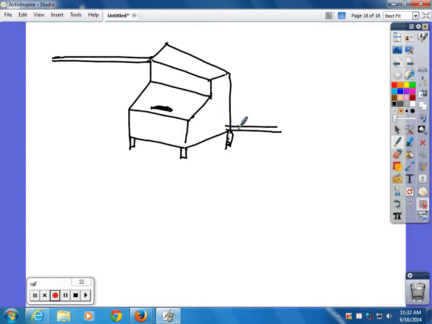Now, what goes into this thing? Water. And what comes out of it? Ice. If it's working, ice. Okay?